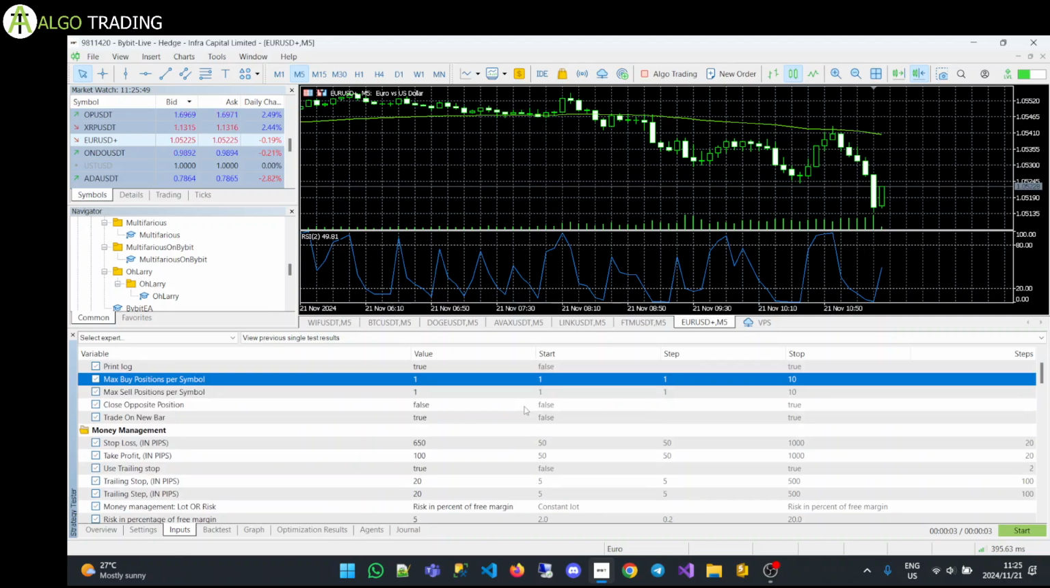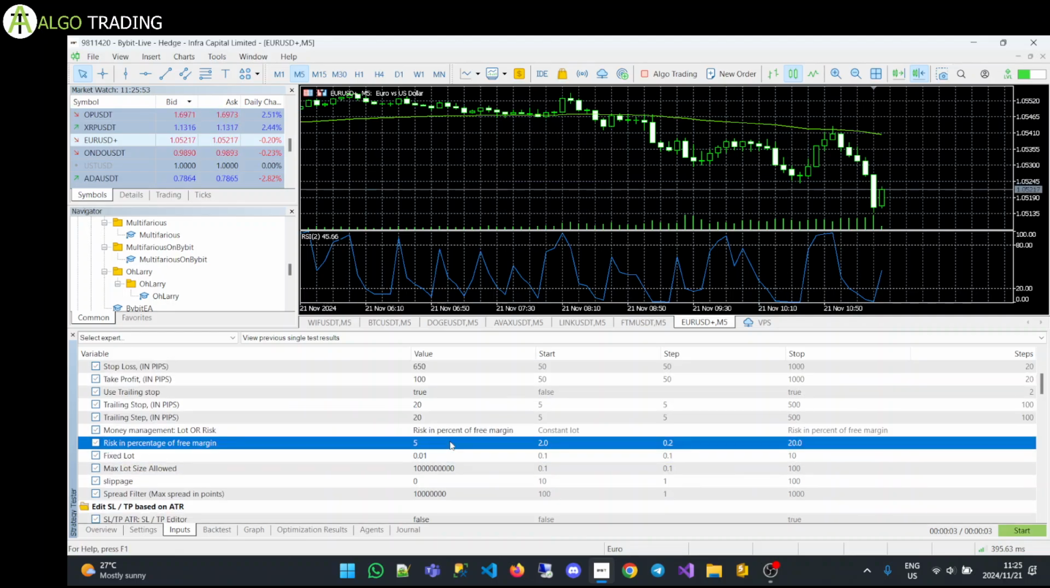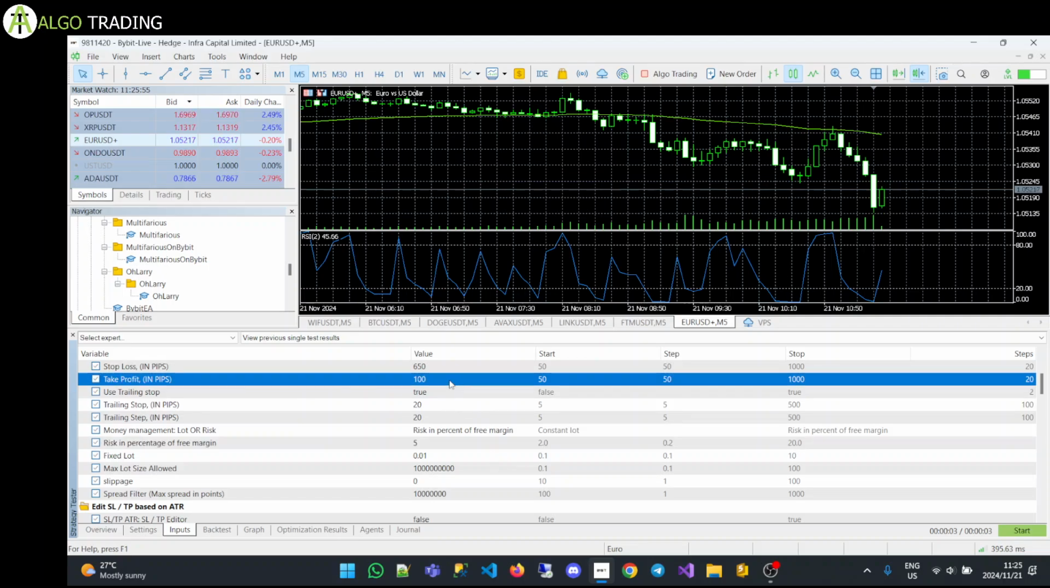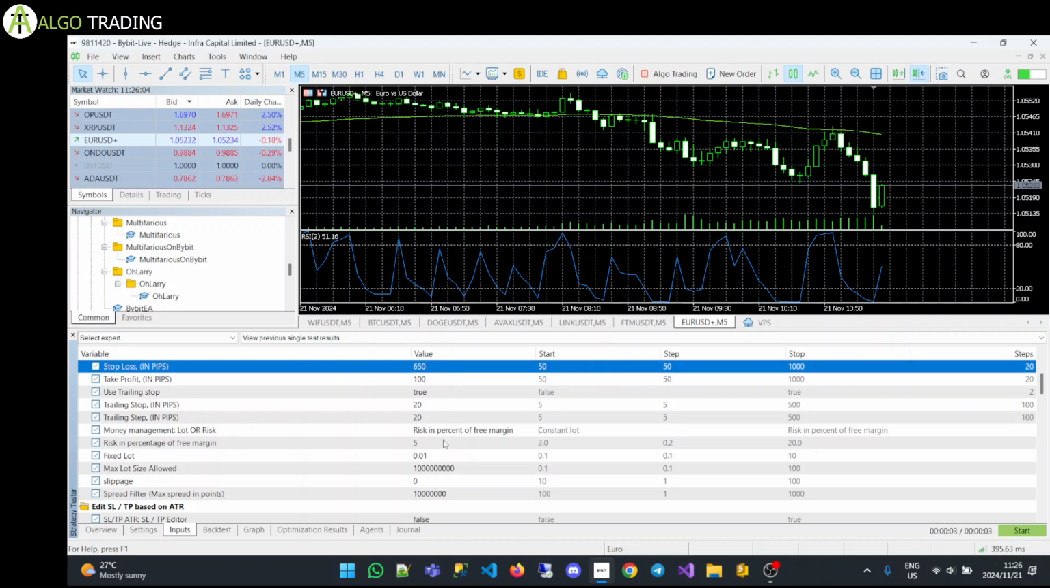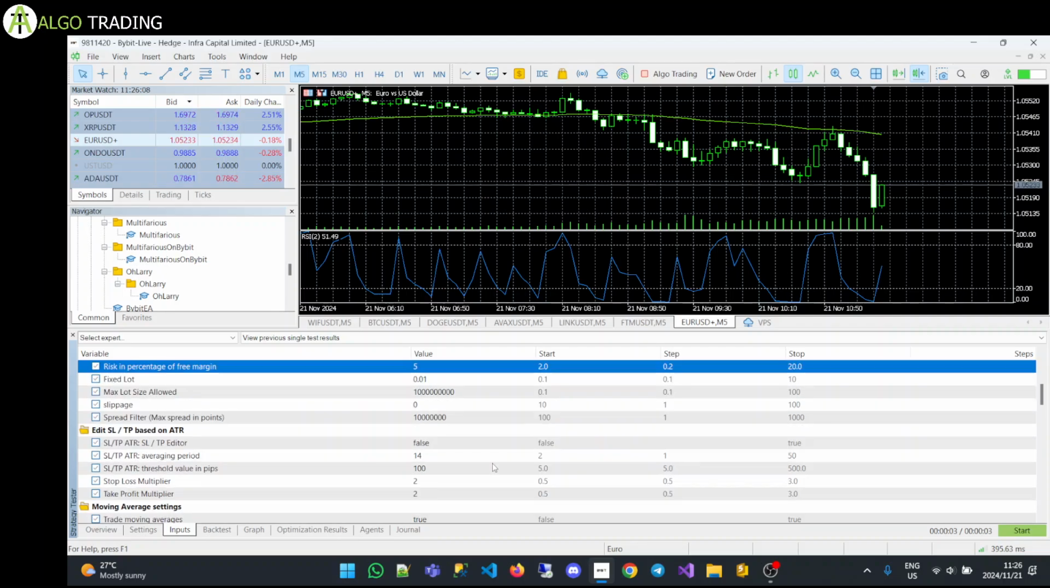So again, we've got our stop loss and take profit. We risk a little bit more this time, and I can explain to you why, because we've got a very short take profit. So it's a scalping strategy. We want to get in and out quickly, and if it does happen to go back to our stop loss, we're only risking 5% of our equity, which is not bad.